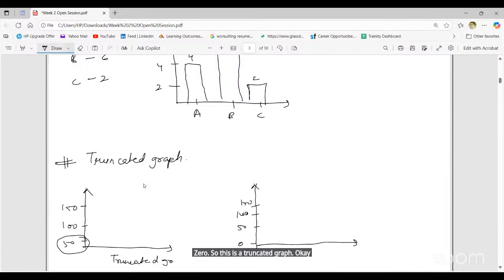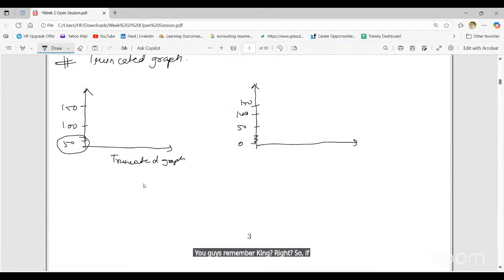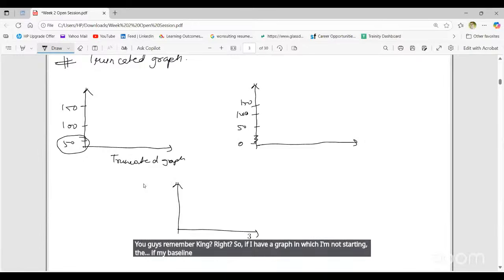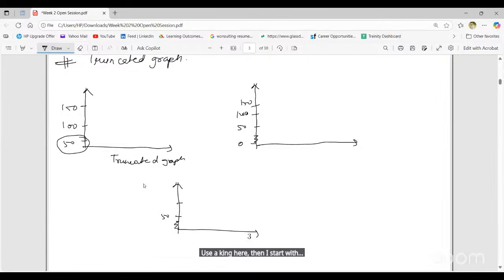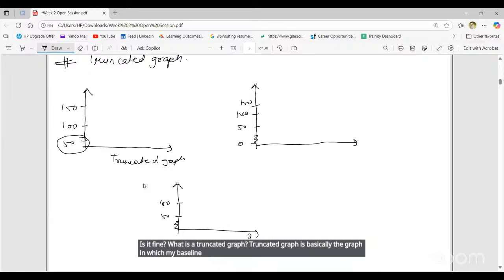And if you have to represent a truncated graph, we use a kink. You guys remember the kink? Right? So if my baseline is not starting with 0, I use a kink here, then I start with the numbers. Is it fine? What is a truncated graph? A truncated graph is basically the graph in which my baseline is not starting with 0.